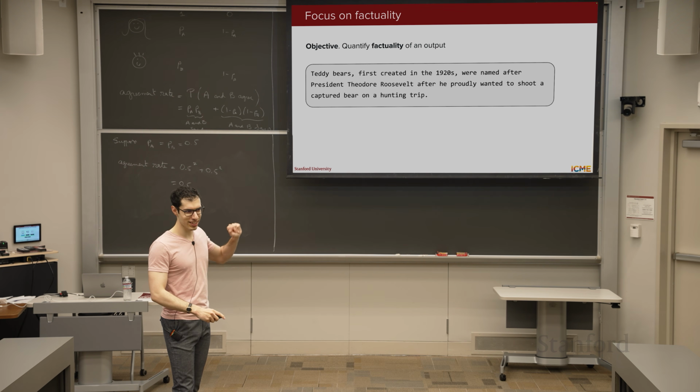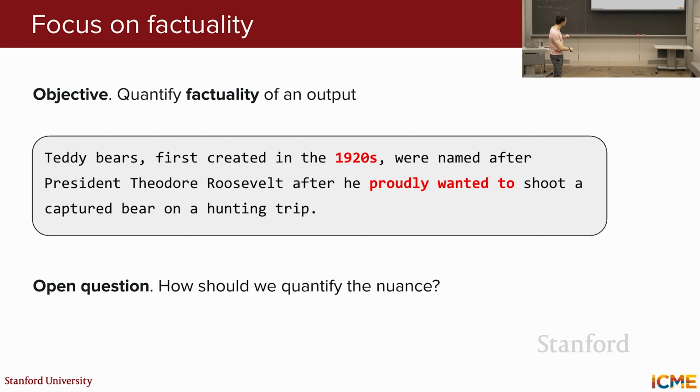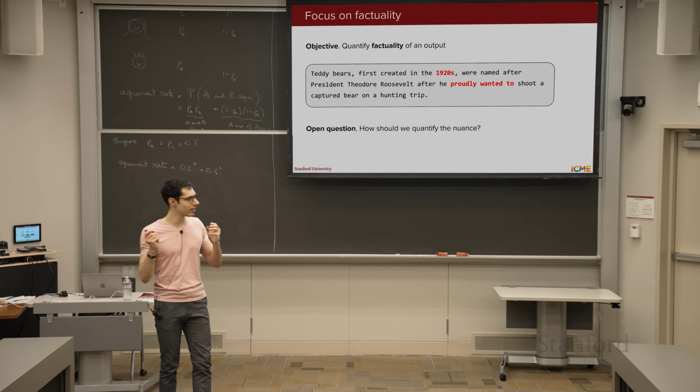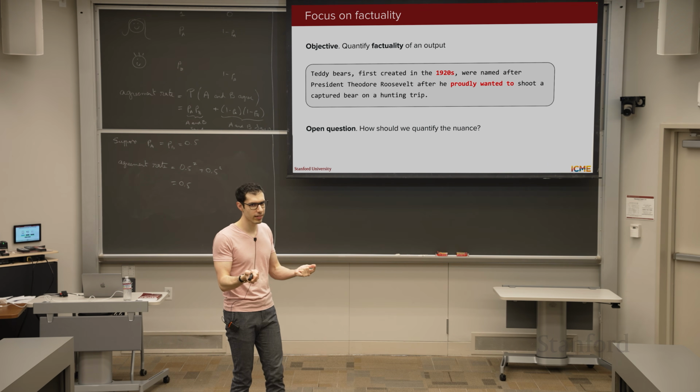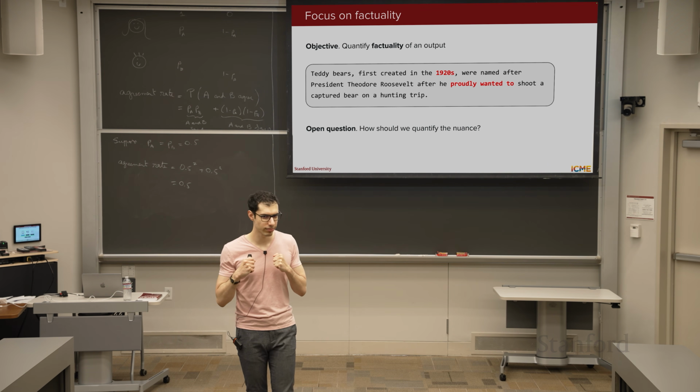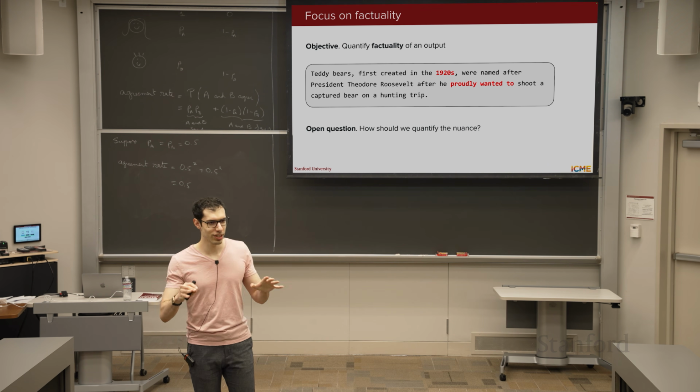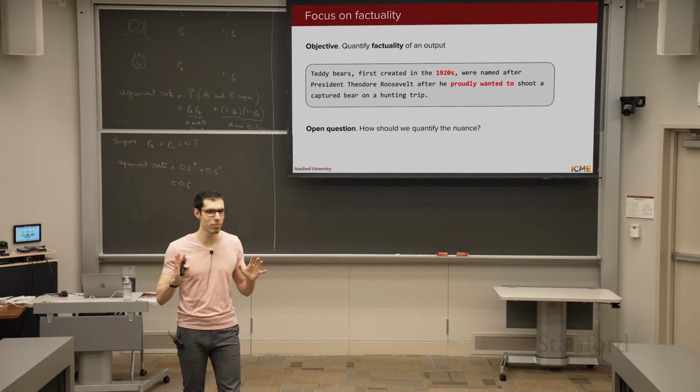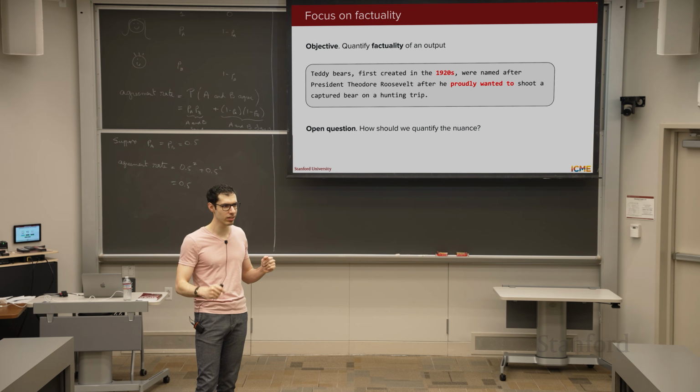So I'm not sure if you saw in this text, but there are actually 2 errors. It's not the 1920s, but the 1900s that the teddy bears were first created, and the president didn't want to proudly shoot. He actually, I think, refused. So if we are in such a case, the question that we want to tackle here is, how do we want to quantify this nuance? This is an open question that people have been writing papers on.